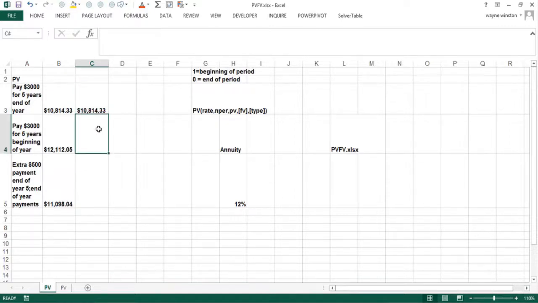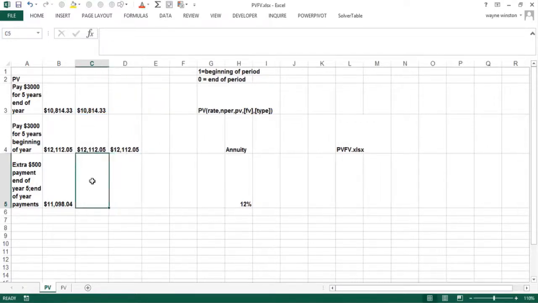Now suppose I pay $3,000 for each of 5 years at the beginning of the year. So that's PV again, 12% is the discount rate, 5 years, paying in $3,000, no future value, but for the beginning of the period you put a 1 there and get $12,000. An easier way to get that would be to just move everything forward 1 period, so it's worth 12% more. And that would be fine.